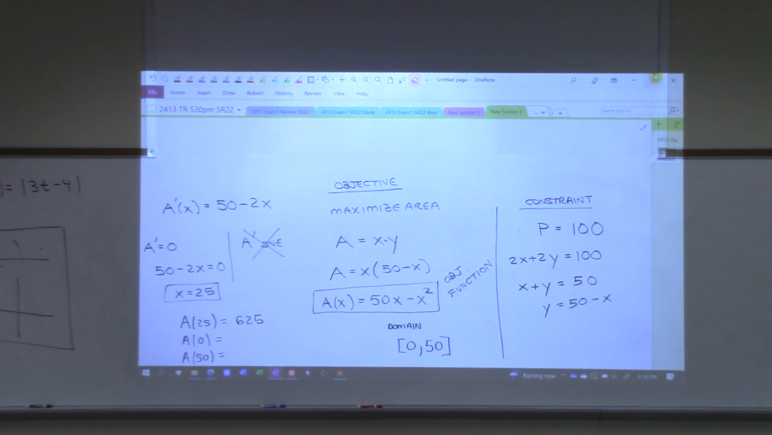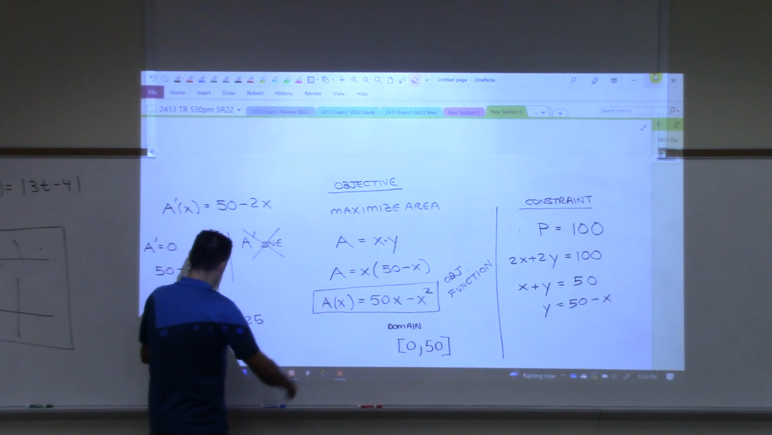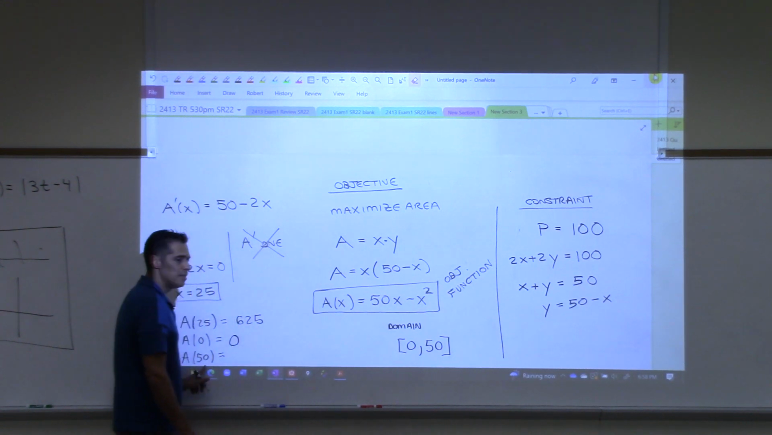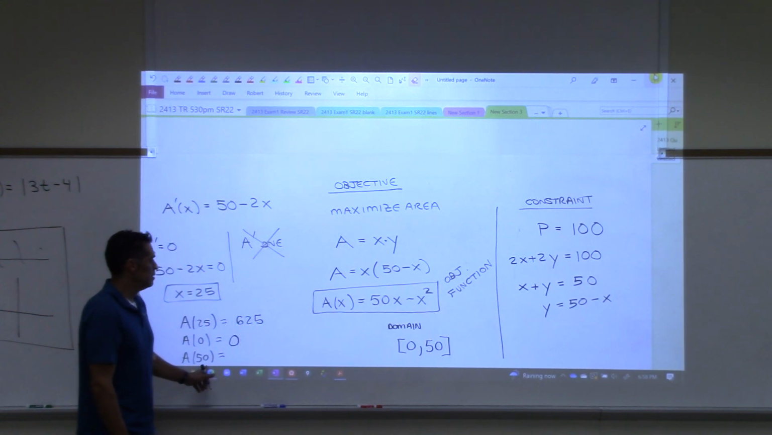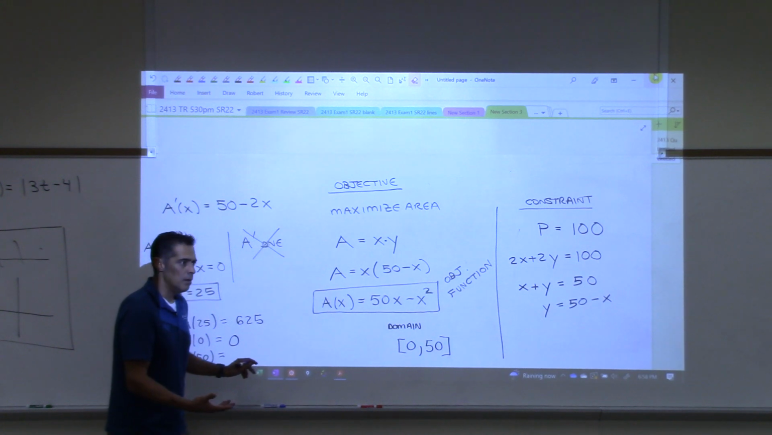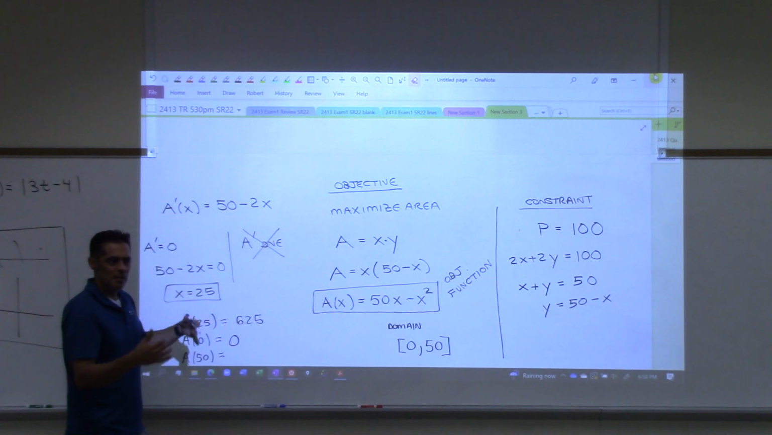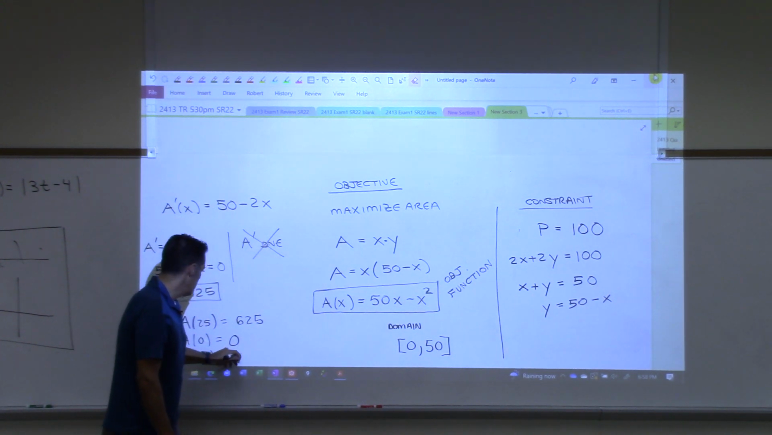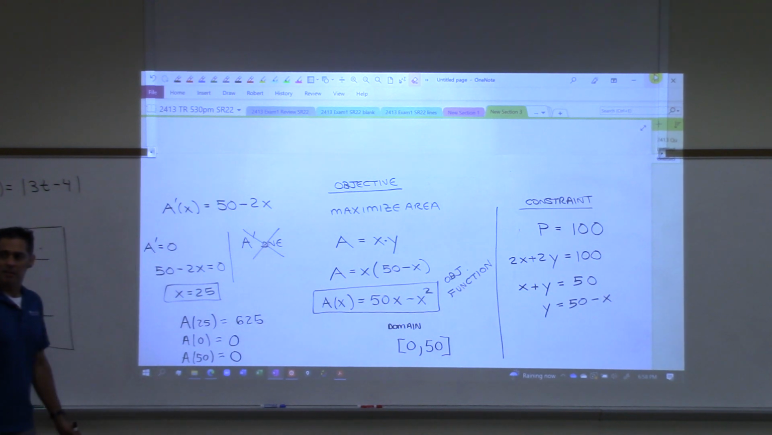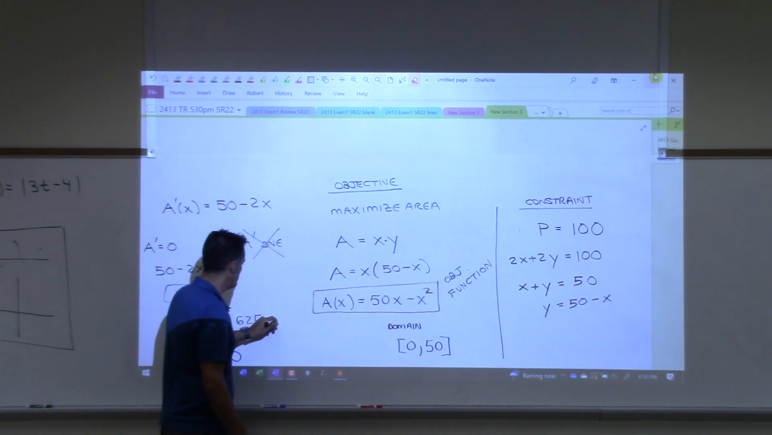What happens when you plug in 0 into the area function? You get 0. What happens when you plug in 50 into the area function? You get 0 as well. Those are the two extreme cases, where we used all of it for one side or all of it for the other. Is it easy to see the max here? Yeah. This is your max, right?